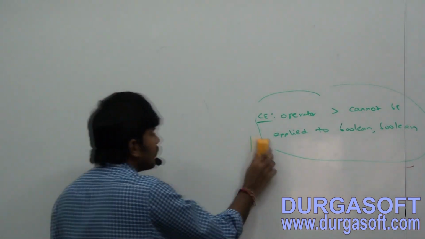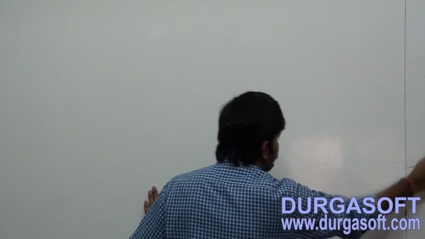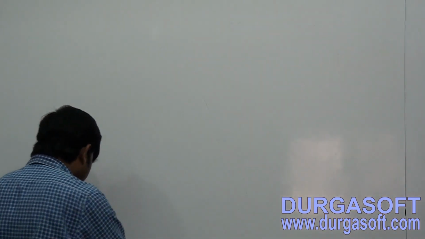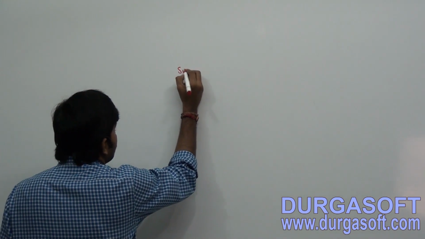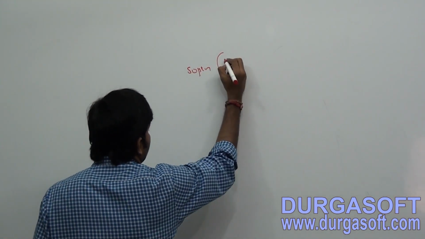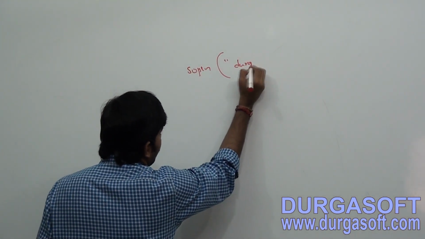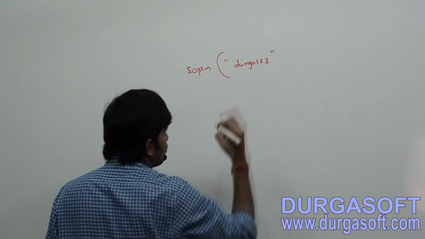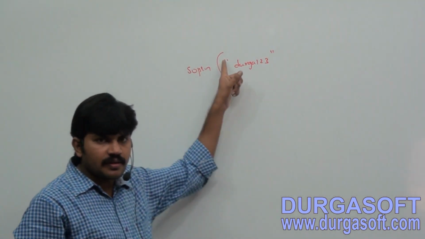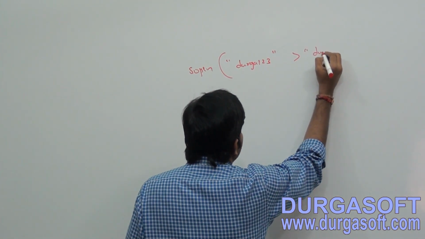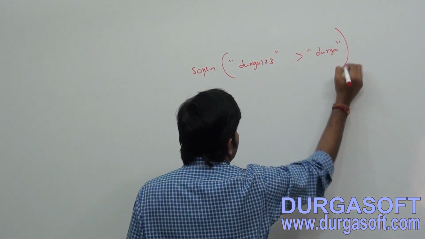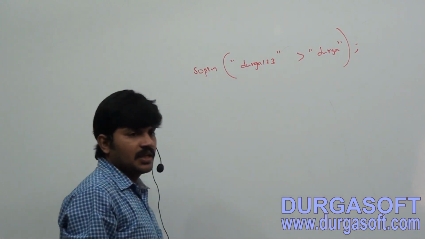Okay, now what is the second conclusion? Very important part, what you should be aware of. Second conclusion, listen. Sir, I have two string objects. System.out.println("Durga123" > "Durga"), because I am taking within double quotes, it is a string.